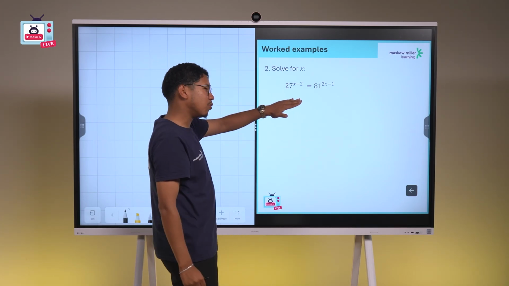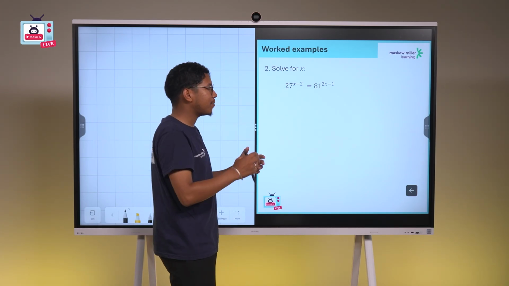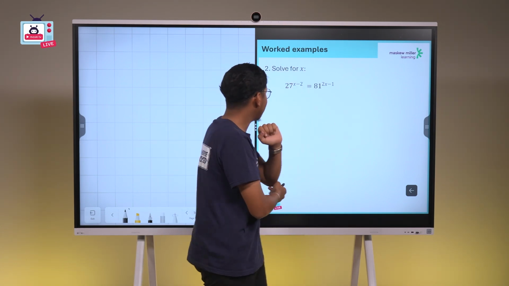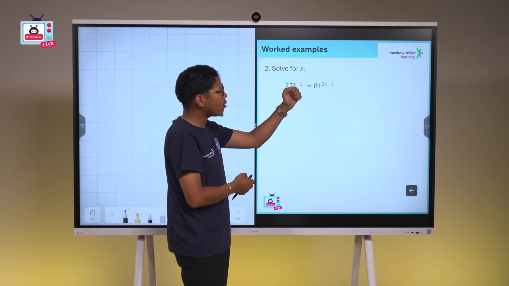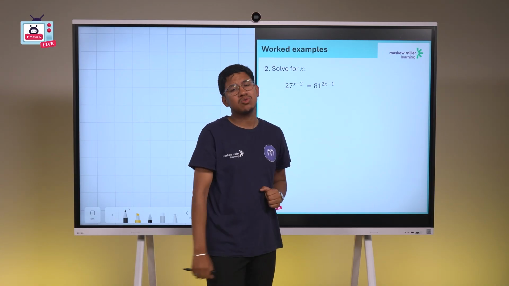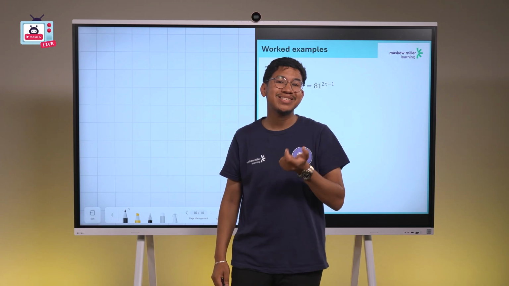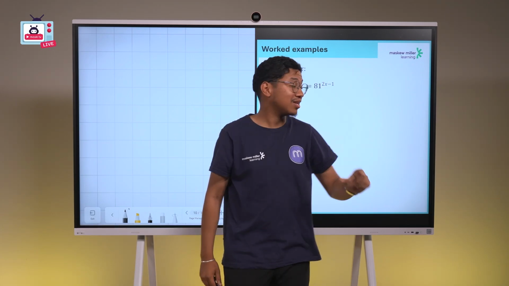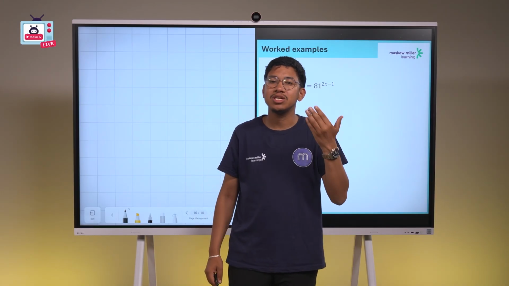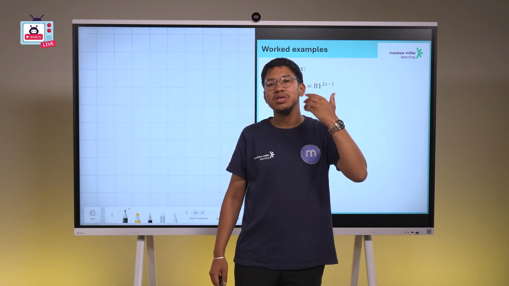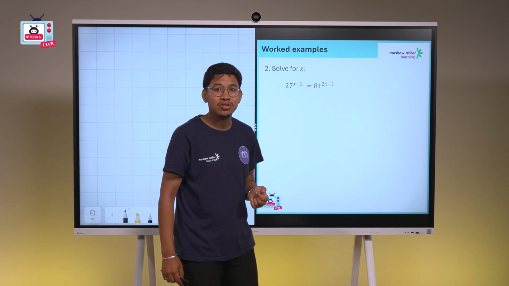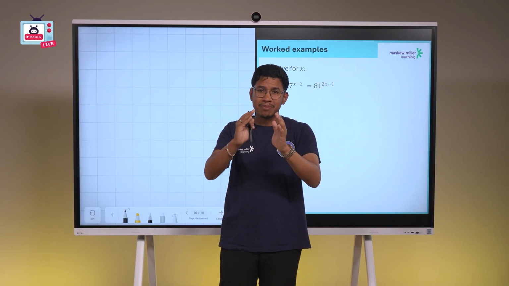Right, let's look at the next example. It seems a bit more complicated, but the modus operandi remains the same. The method remains the same. So what do I notice? I notice 27 to the power of x minus 2 equals 81 to the power of 2x minus 1. Now, as soon as I see x in the power as an exponent, automatically I know I'm going to make use of exponential equations, equations involving the exponent. And what am I going to do here? My first step is to have the prime bases.